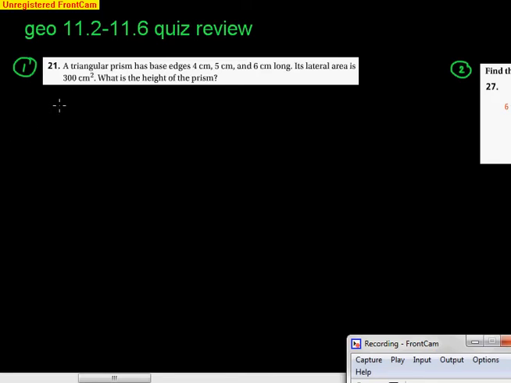Okay, so first one here. A triangular prism has base edges 4, 5, and 6 centimeters long. Its lateral area is 300 centimeters squared. What is the height of the prism?